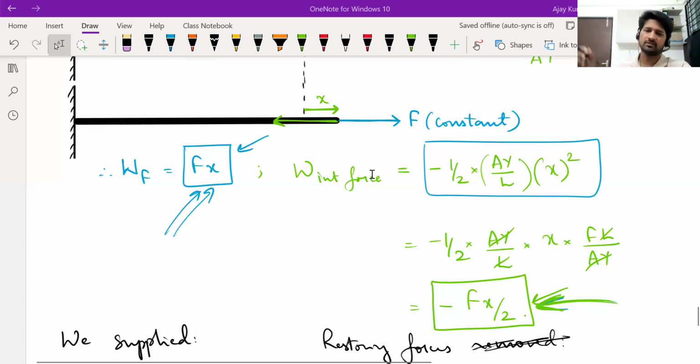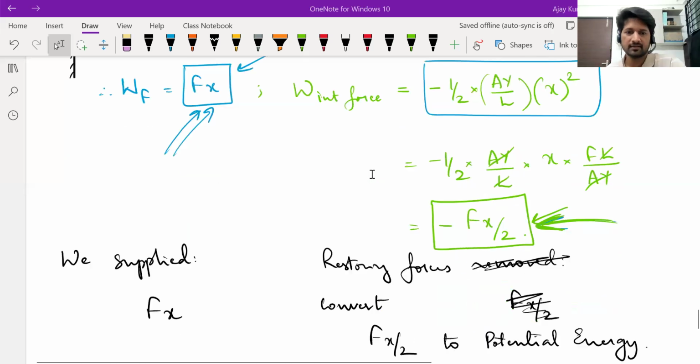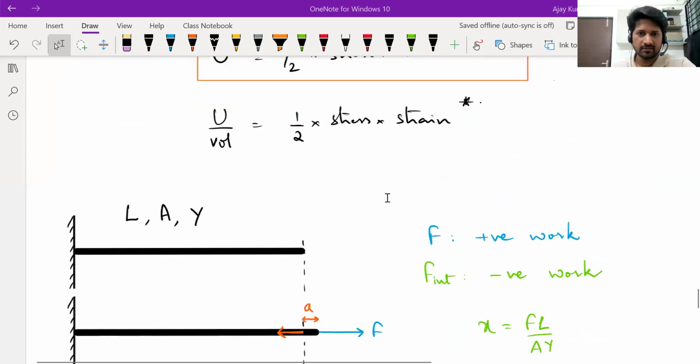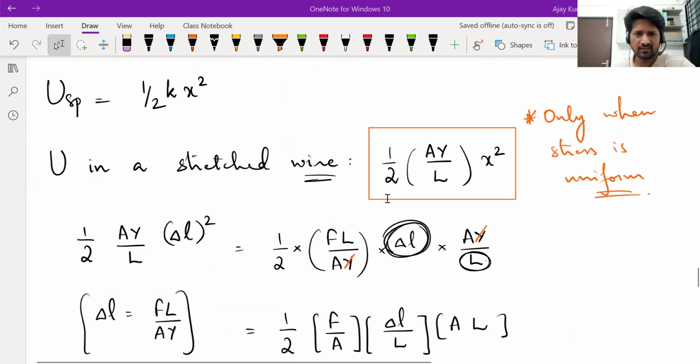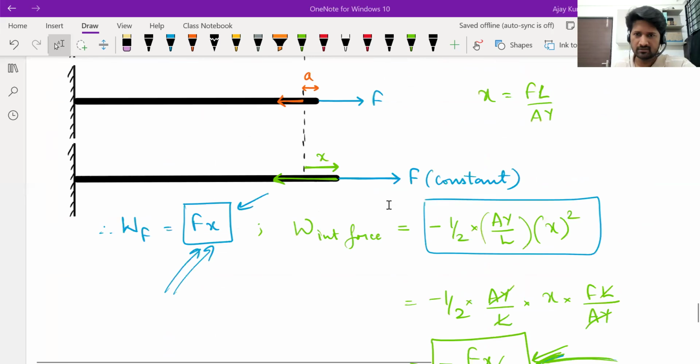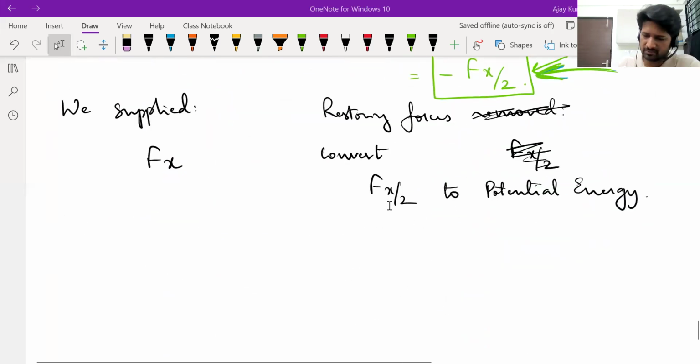By applying a constant force, if you stretch a spring, only half of the work you do gets stored as potential energy in the spring. The other half gets lost as heat. So a stretched wire under uniform stress behaves like a spring, provided it is within the proportionality limit. And like we discussed, the spring constant and all.